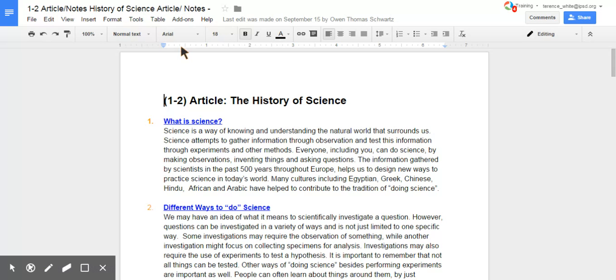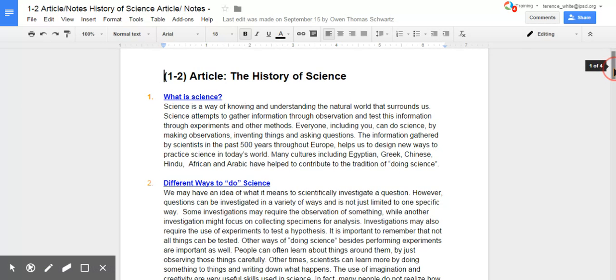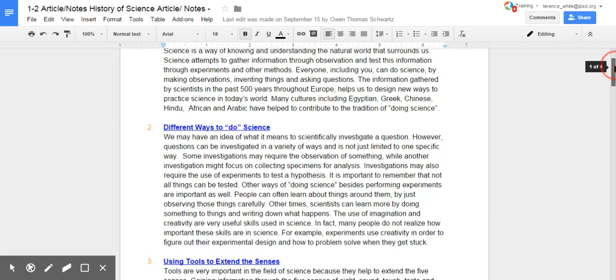So right here, if you take a look, these are the notes for the history of science. Whenever I put it on Google Classroom, it makes a copy for each student, and it'll make the copy right here. But I took the student's name out because I wanted to keep that student anonymous. So these are his notes.